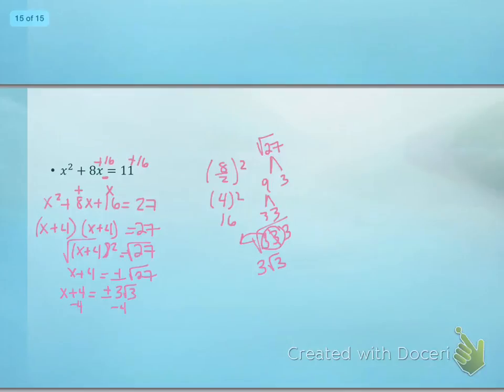Then we can subtract this 4. So x equals plus or minus 3 square root of 3 minus 4. We break it with the plus and the minus. So x equals the positive 3 square root of 3 minus 4 and the negative 3 square root of 3 minus 4. So that would be where it's crossing your x-axis at.